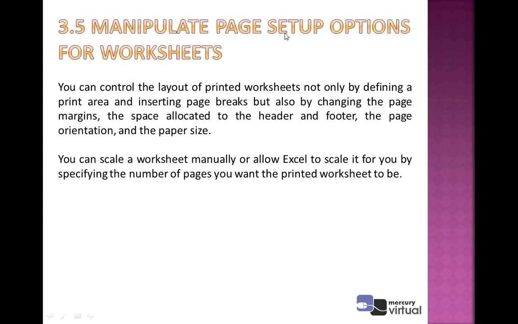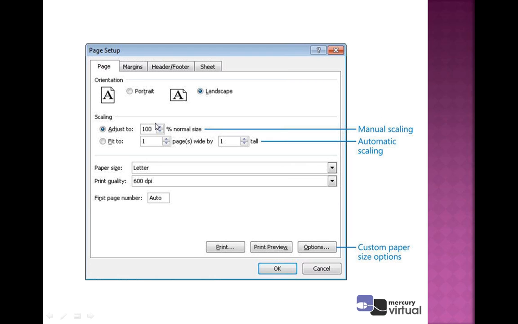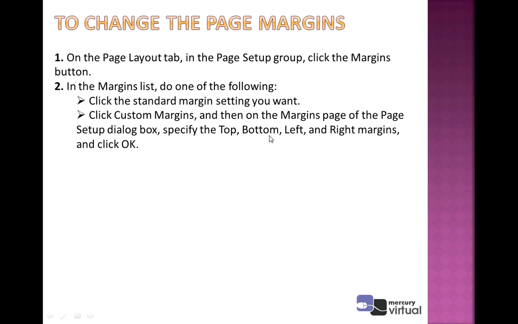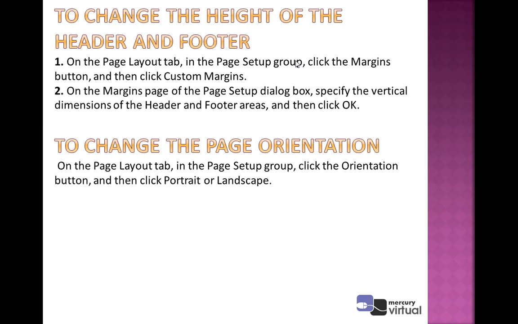3.5 is how to manipulate page setup options for worksheets, meaning the page setup options available for taking the printout of the worksheet. Then how to use the margins, the header and footer, and the sheet. There are multiple steps available: how to change the page margins for printout, how to change the height of the header and footer, and how to change the page orientation.